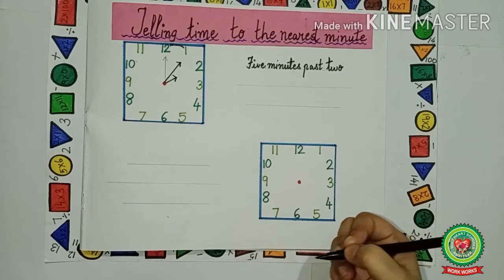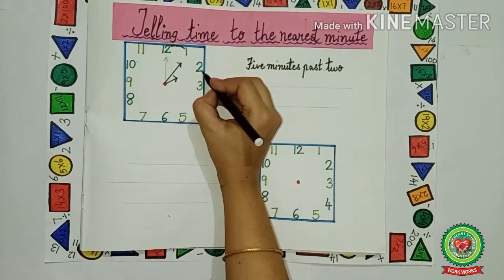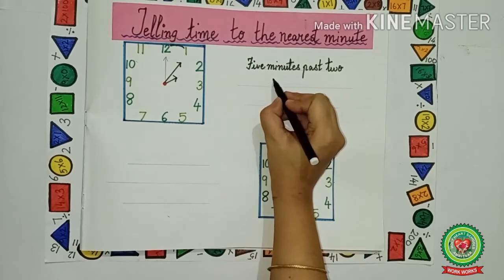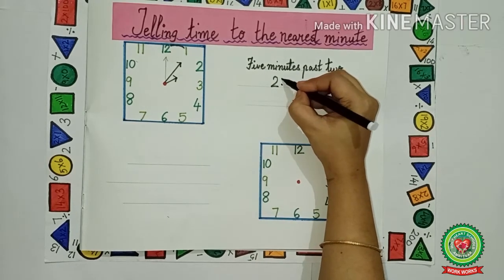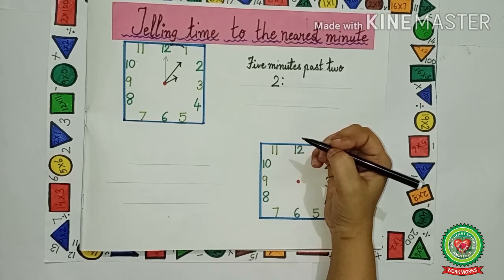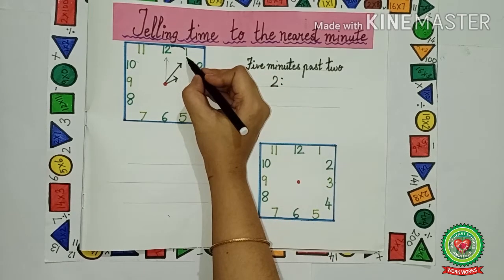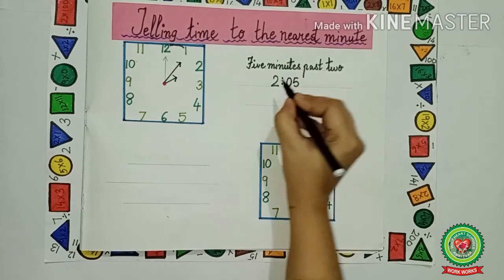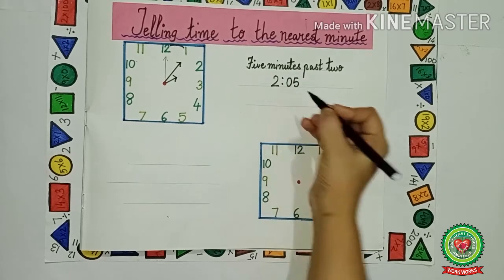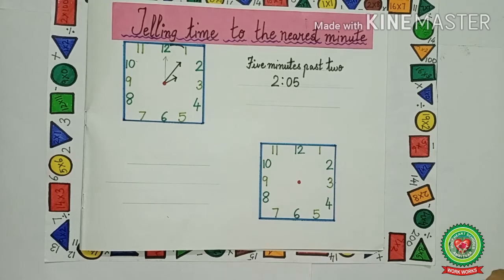Now next we can write it in numbers. How do we write it in numbers? What is the hour going on? That is 2. So we will write over here 2. Then we will give a colon. And then how many minutes have passed? That is 5 minutes. So we will write over here 0, 5. So 2:05.